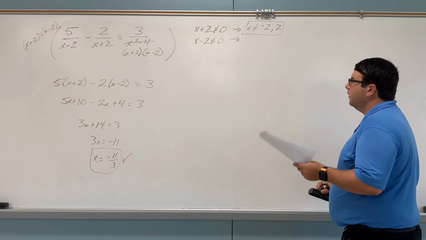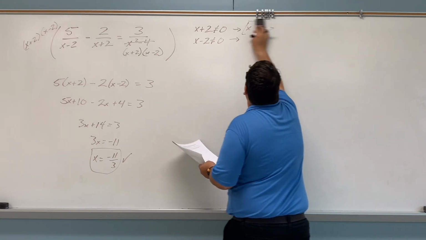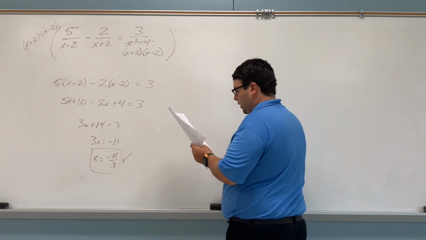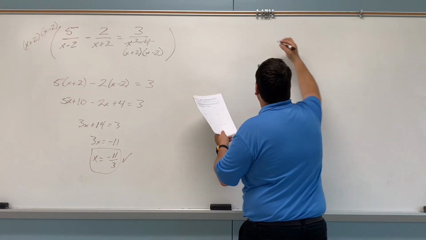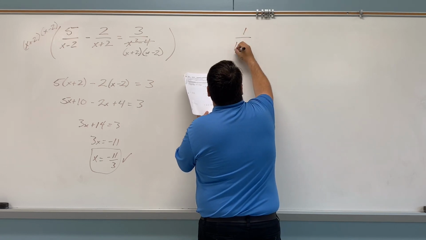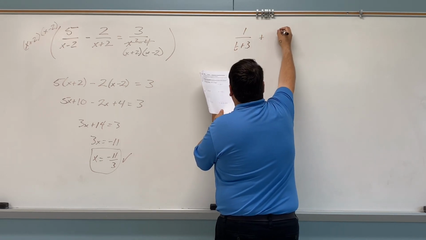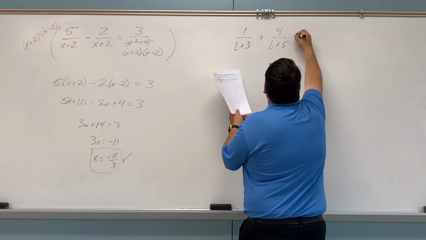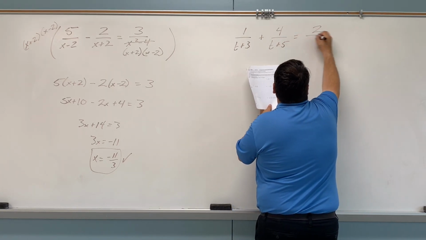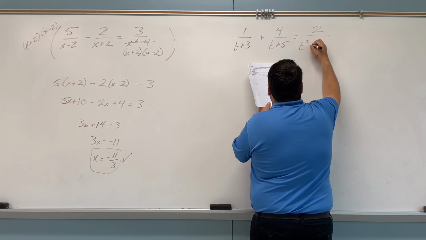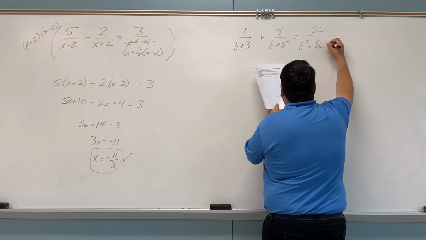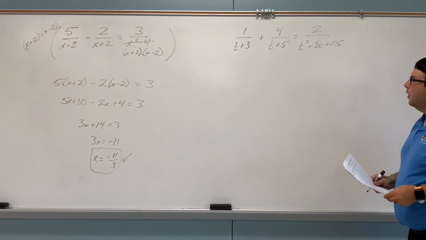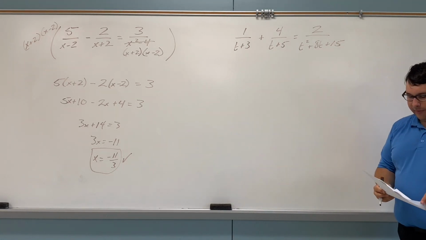Wow, we're on example 6 already. Let's get some board space up here just so we don't interfere. And I got plenty of space, yeah. So I have 1 over t plus 3 plus 4 over t plus 5 is equal to 2 over t squared plus 8t plus 15. Whew. Looks like I got a lot going on there.